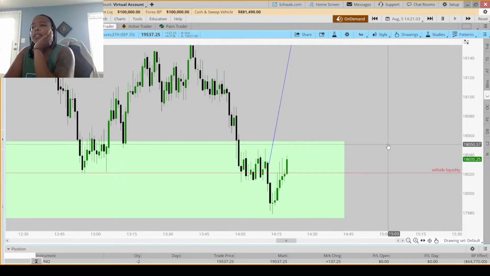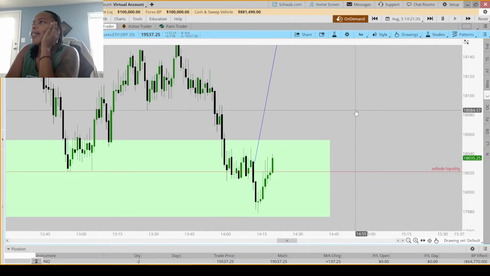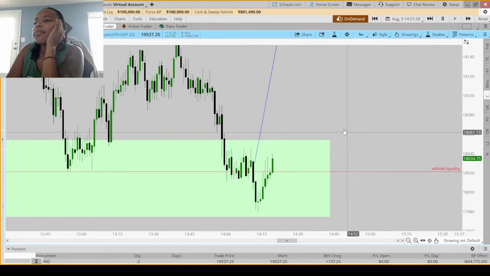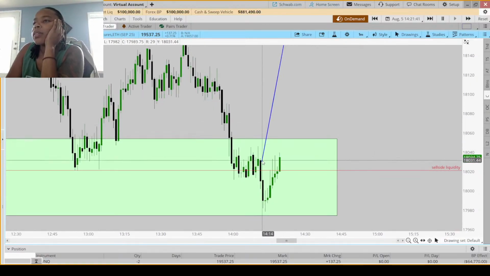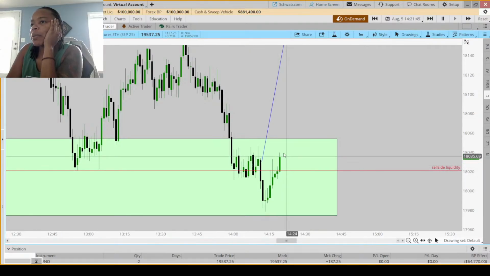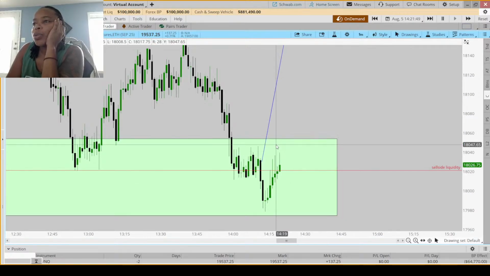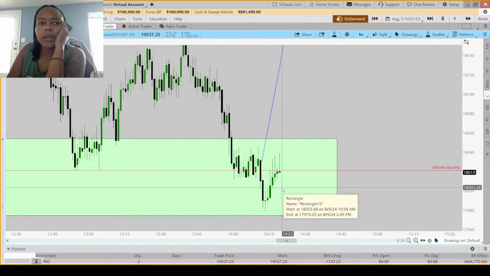Let's see if we get something juicy. Juicy. So this is the order block. Both of these, we don't really have any fair value gaps down here, so I don't expect them to come back down. We need to break above this high with some strong up close candles.